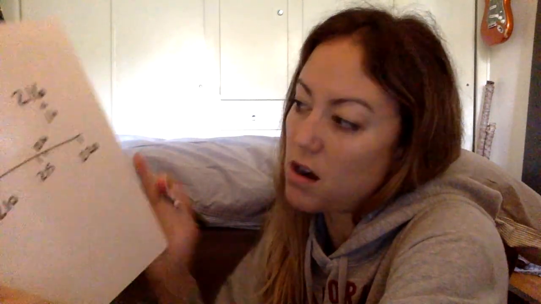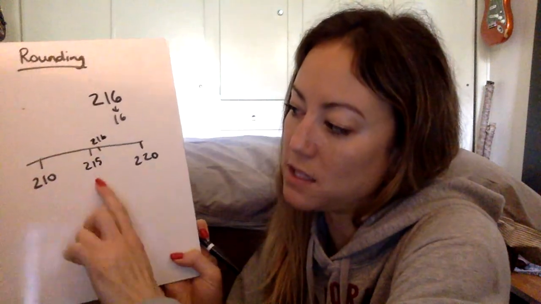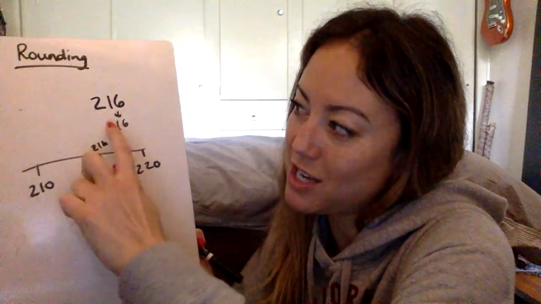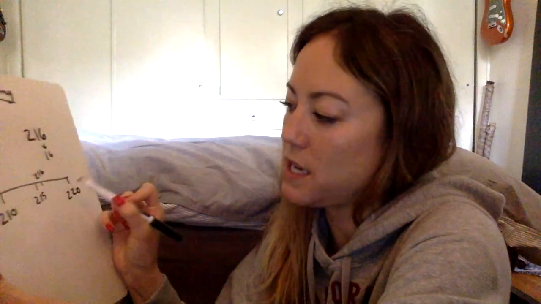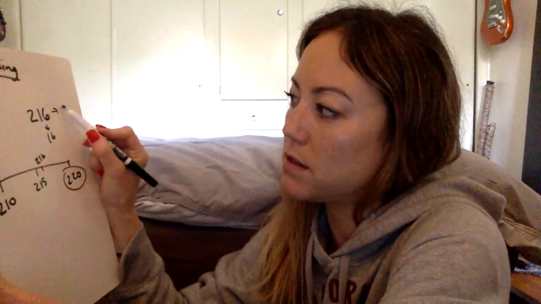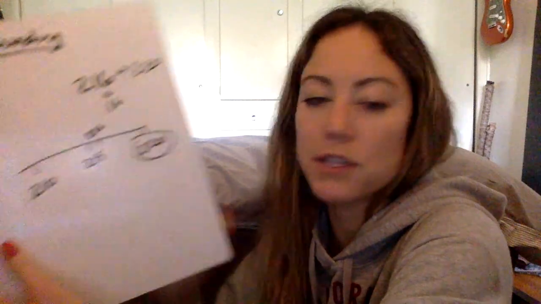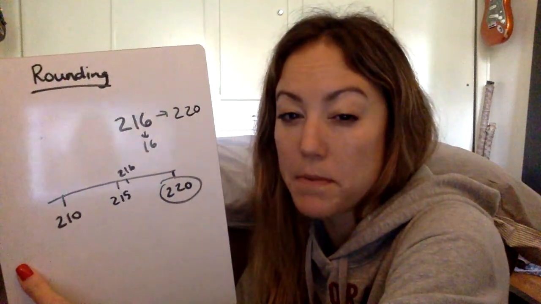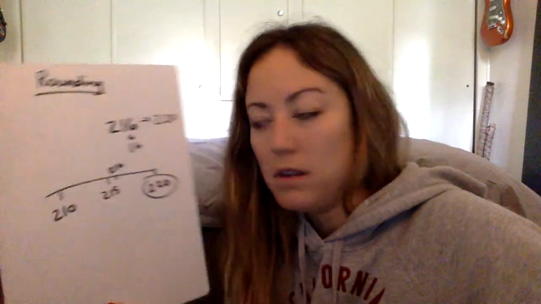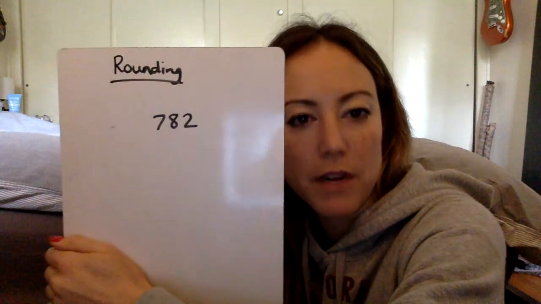So now you want to think about where 216 would be. It would be a little bit past 215. So the nearest 10 is 220. So if you wanted to round this number to the nearest 10, you would round it to 220. So you round up. Let's do one more. I want you to figure out how to round this number to the nearest 10. 782.